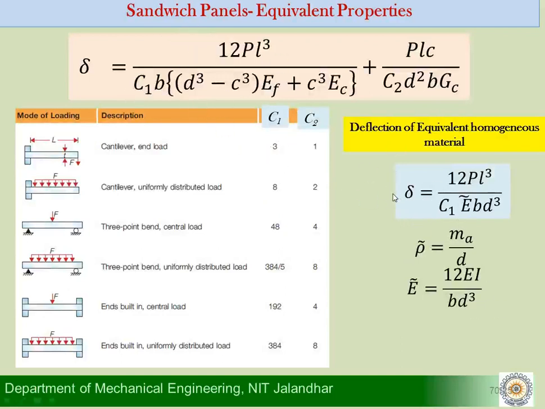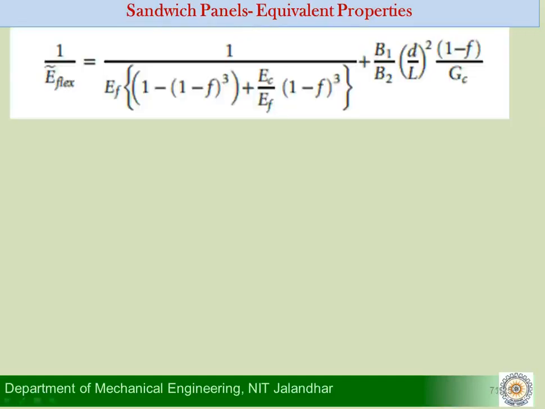Obviously they shall be equal. What I observe here, in taking the sandwich as a single equivalent material, is that this delta can be equated to this delta. That is, we are predicting if we take them as two different materials in terms of EF and EC. So this delta and this delta can be equated, and when I equate these two terms, this is what I get.